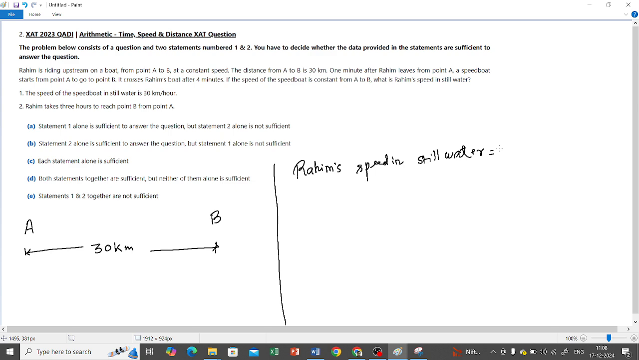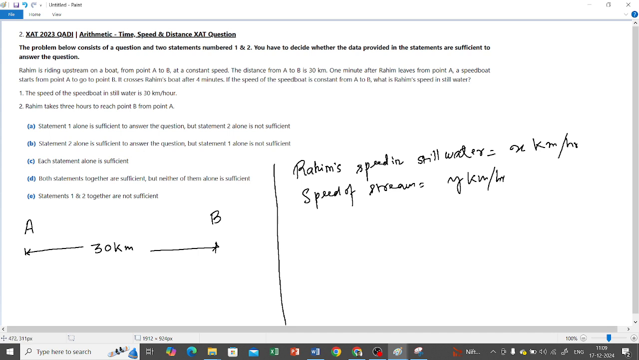in still water. Rahim's speed in still water is, let me take it as x. Normally we take it as x kilometer per hour. Now, always in the sums of boats and streams we take the speed of the stream as well. So the speed of the stream is y kilometer per hour.